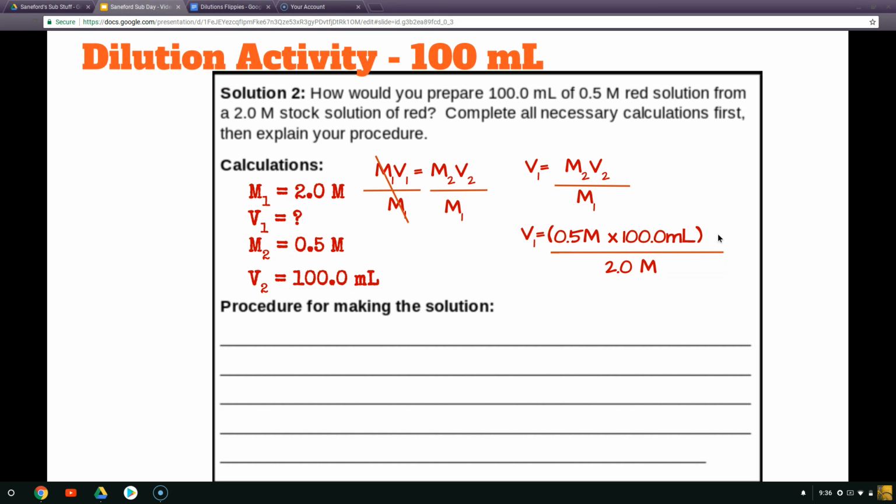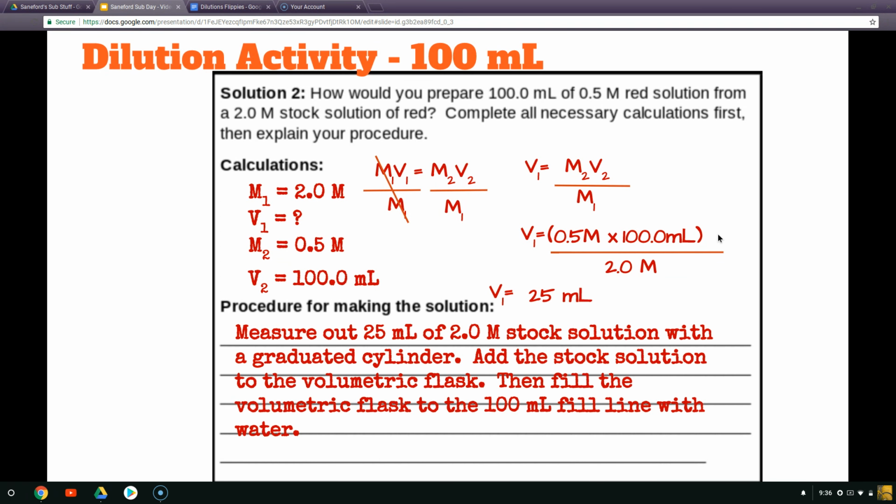So multiply and then divide, and we get 25 milliliters this time. So the procedure is going to be very similar. The first thing we're going to do is measure out 25 milliliters of that 2 molar stock solution with a graduated cylinder, and then pour it into the volumetric flask. Then we're going to add water until we get close to the 100 milliliter mark, and then stop and use a dropper to add the rest.